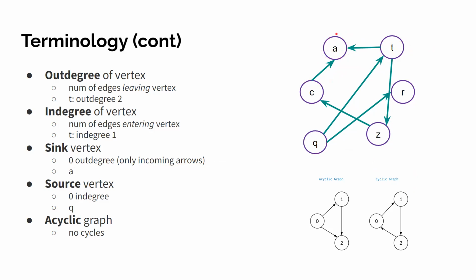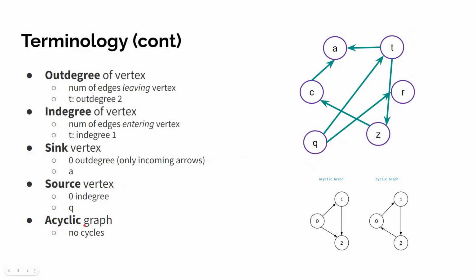A source vertex is the opposite. It has a 0 in degree. So take Q, for example. There's no way to put information into Q, but it's just outputting in its directions.